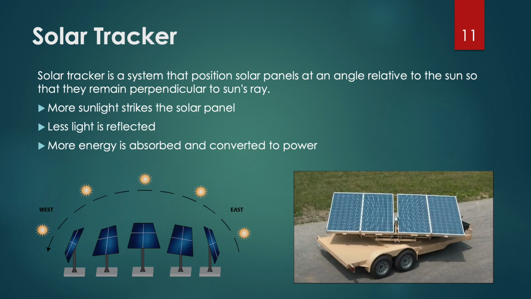Solar tracker is a system that helps position solar panels at an angle relative to the sun, so that they can remain perpendicular to the sun rays. By keeping it perpendicular to the sun, sunlight could cover the solar panel fully and longer, and also there would be less light reflected. In other words, more sunlight is absorbed, and therefore it can be converted to more energy.